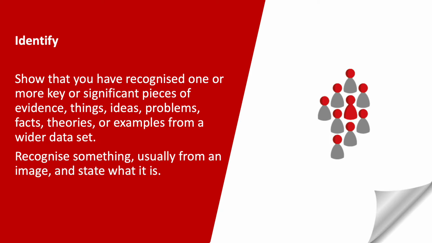It's recognising something. Now, if you think of something like a police lineup, an identity parade, what you would have perhaps is 10 people in a lineup. And the person is expected to pick out from the lineup or identify the person that committed the crime, let's say. The principle of identification is the same when we're writing our assignments.